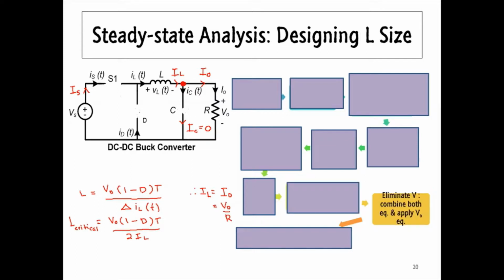Later, we need to eliminate the voltage parameter in both equations. First, we need to combine the equation of the critical inductor and the average inductor current together. Second, if the equation consists of two different voltage parameters, we need to apply the output voltage equation to obtain one type of voltage parameter only. Therefore, the equation will change as follows.